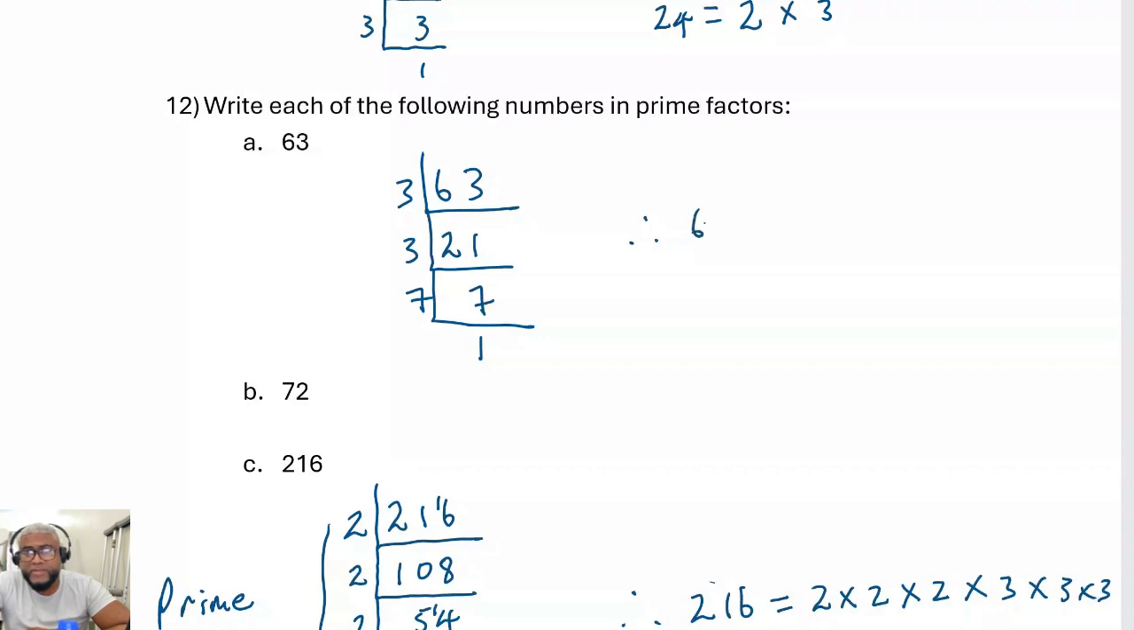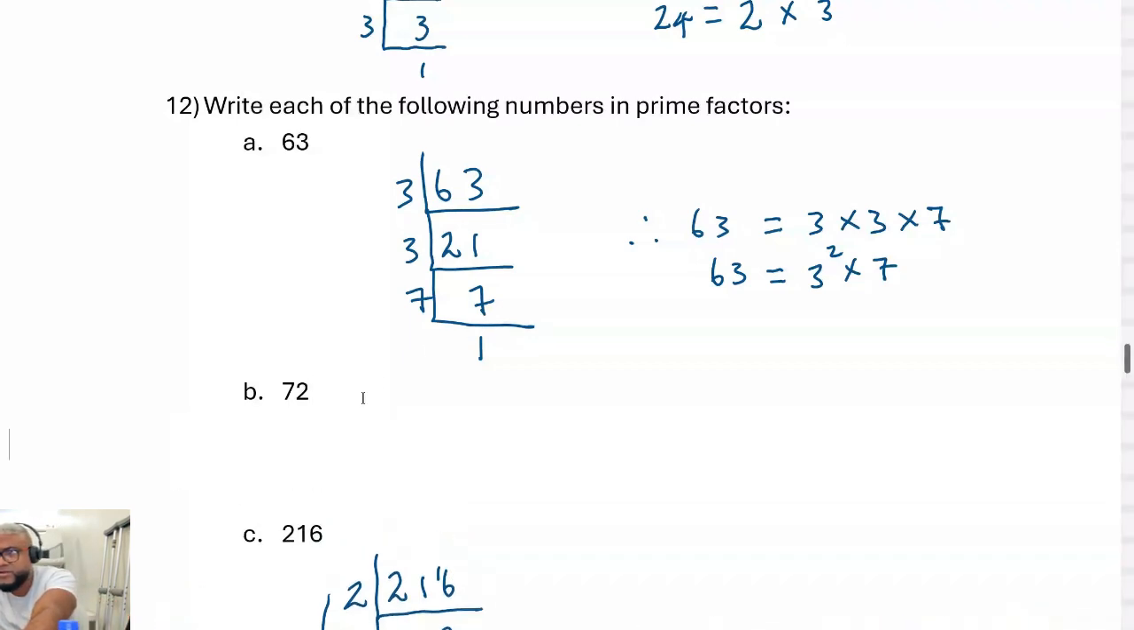So therefore, 63 would be equal to 3 multiplied by 3 multiplied by 7, written in index form would be what, Popo? 3 to the power of 2, multiplied by 7 to the power of 1. Proper thing, all the working, that's what we're talking about.